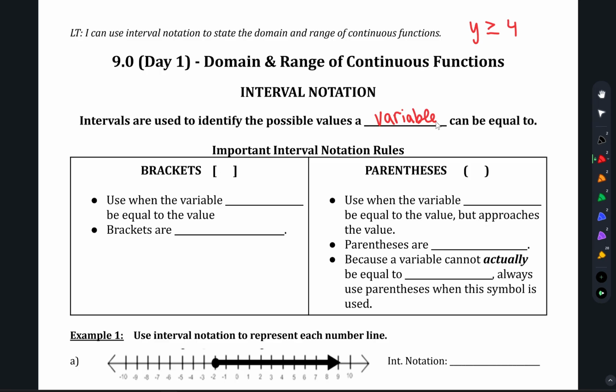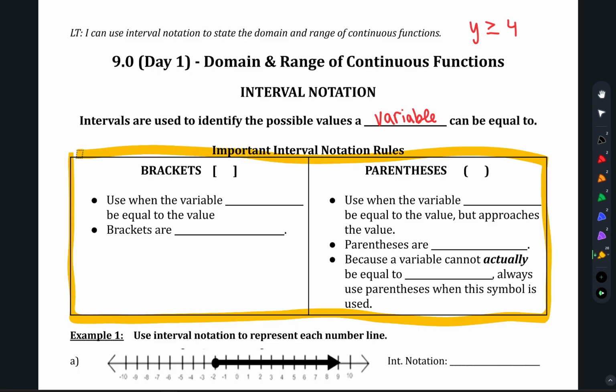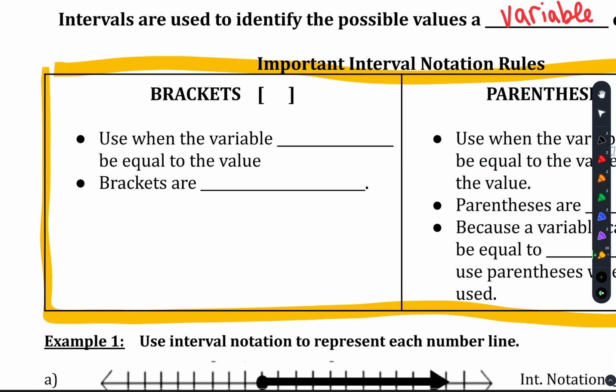We have some important interval notation rules. I would recommend you highlight these boxes. This is going to be important information right in here. We have 2 different ways that we can write interval notation. The first is using these square brackets. We use square brackets when the variable can be equal to the number value. Brackets are what we call inclusive.